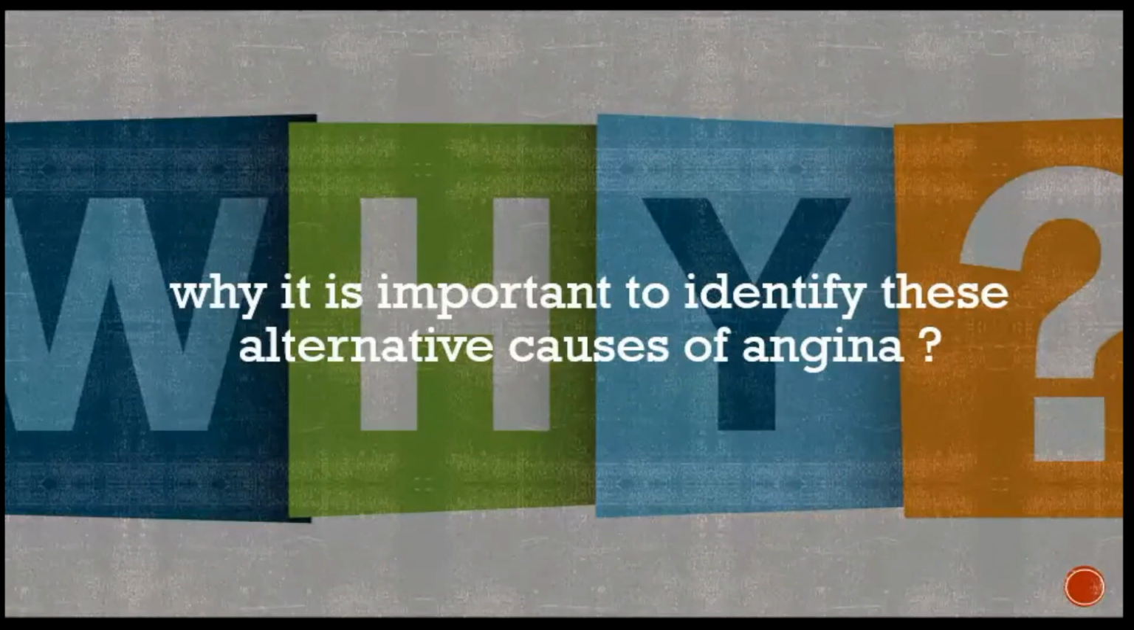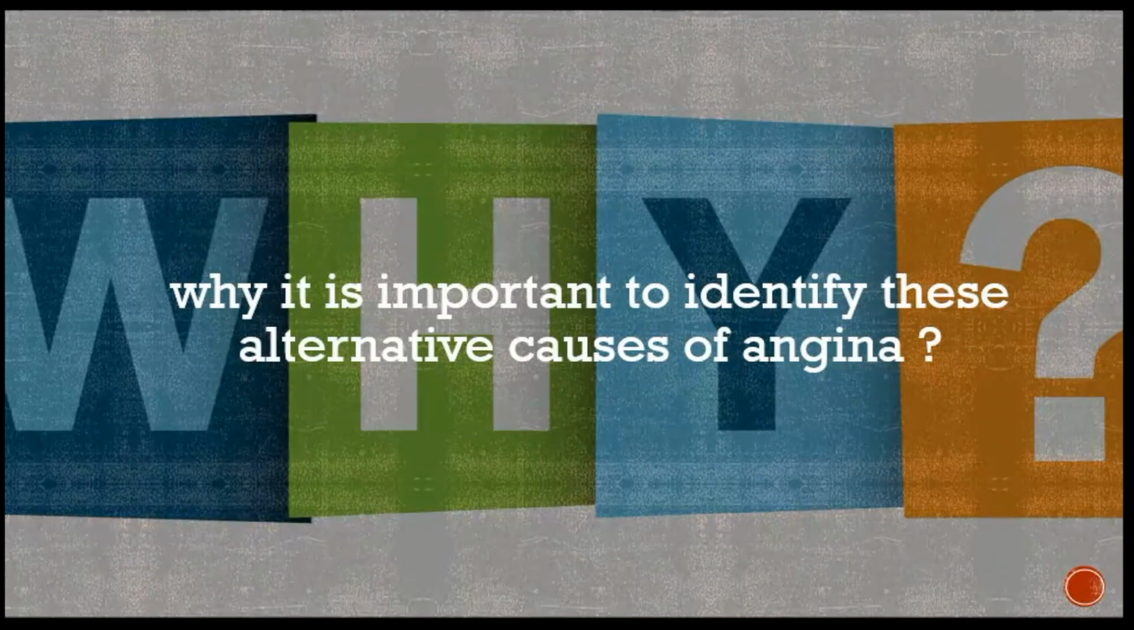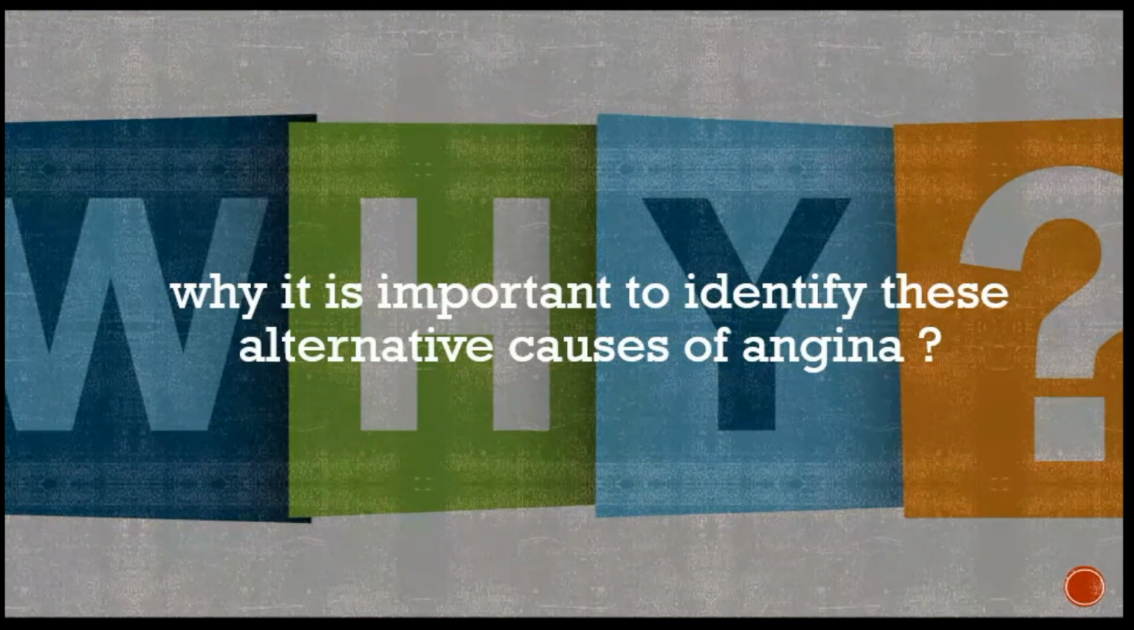Why is it important to identify these alternative causes? So again, the most common underlying cause of myocardial ischemia is coronary artery disease. Now we have other alternative causes of angina too. And why is it important to identify them?